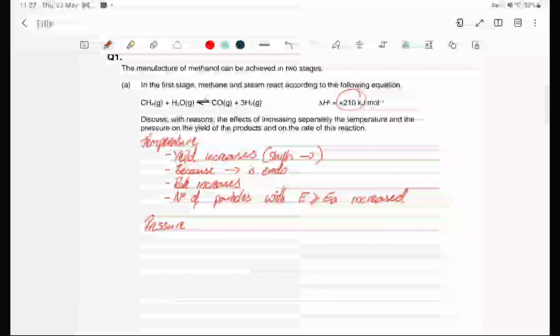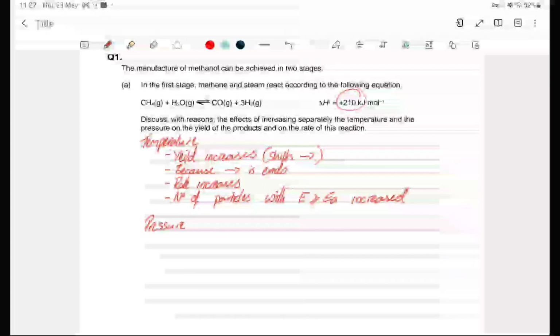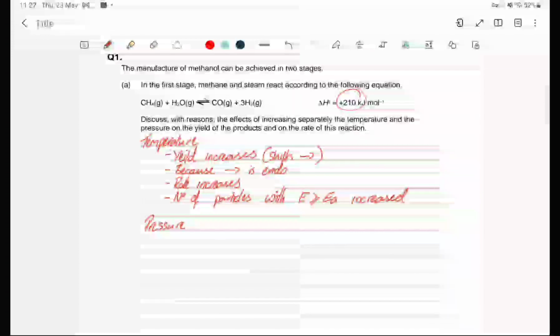So remember, in Equilibria, again, we are thinking about Le Chatelier's principle, and we have to consider what will happen when we increase the pressure. If we increase the pressure, the equilibrium will try and decrease the pressure, which means in order to do that, it will try and shift towards the side with the smallest number of gas molecules, or gas moles. In this context, that is the left-hand side, which means that when we increase the pressure, the equilibrium will shift towards the left and will therefore decrease the yield.